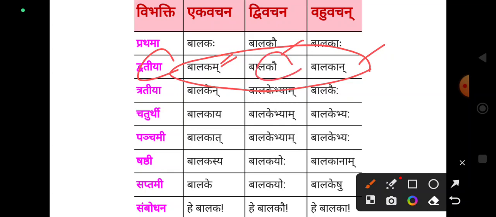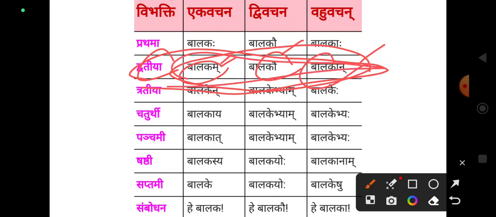Balako, to two boys. Balakan, to many boys. Okay, so if I give an example: I gave a chocolate to the boy. In this sentence, the boy will be balakam. Aham balakam, okay, amistakam adadam, like that. So in Sanskrit translation, always remember the Dvitiya Vibhakti, all the Dvitiya Vibhakti words always act like an object in the sentence.